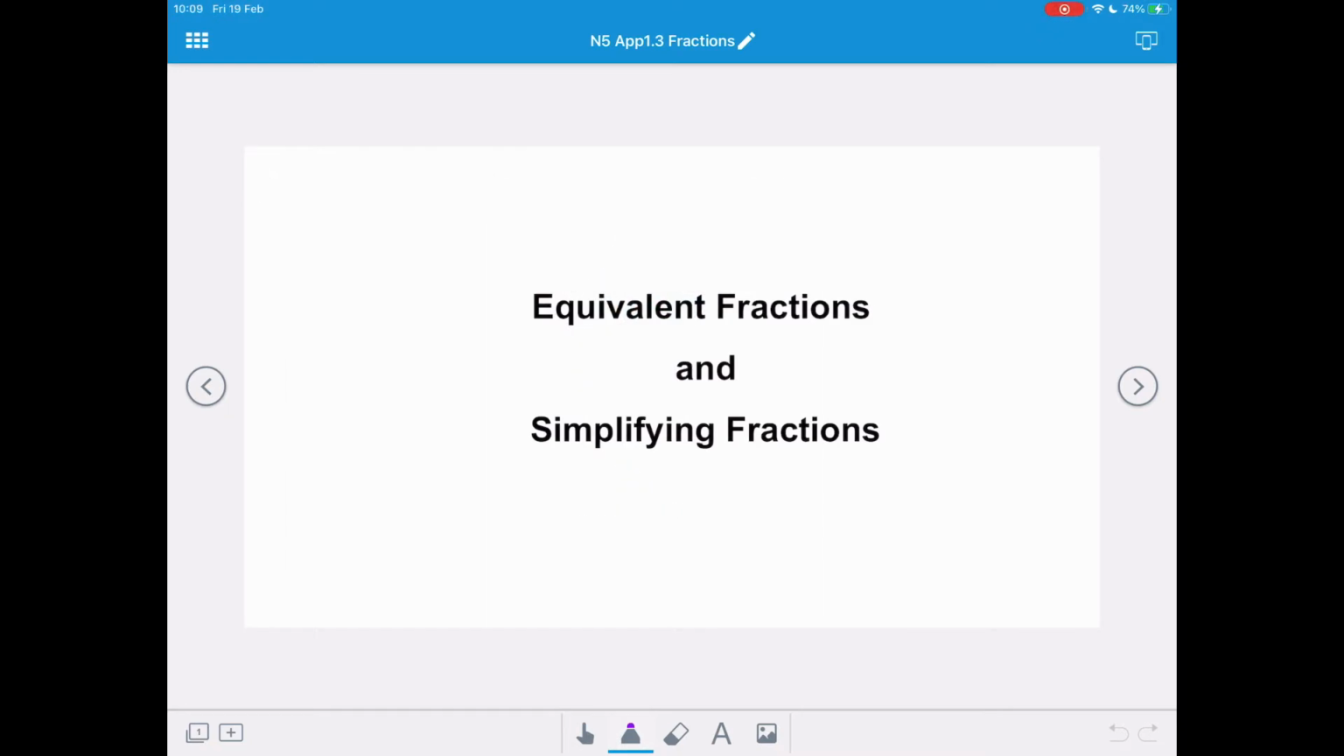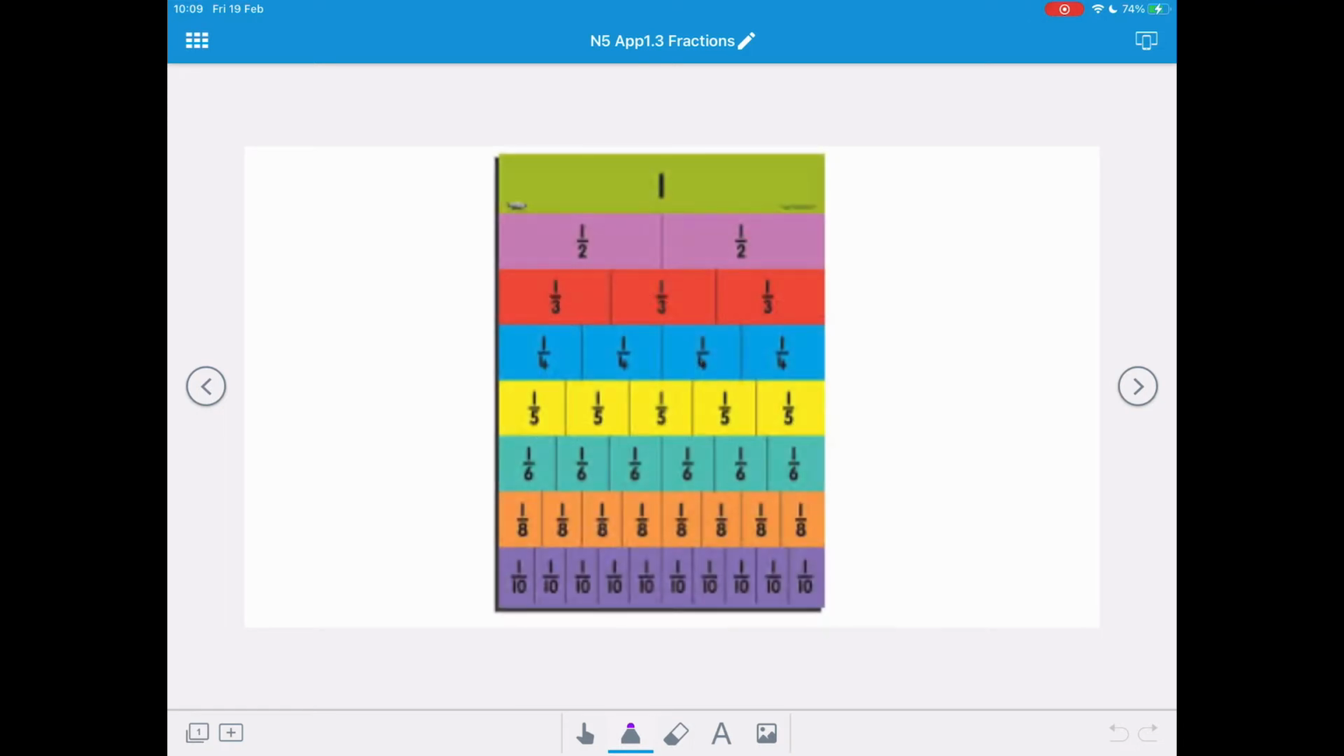Now we're going to look at equivalent fractions and simplifying fractions. And the first thing we're going to do is look at this picture of the equivalent fractions for a whole. And you can see that we can split one whole up into 2 halves. And if we go further down the picture, we can see that 1/2 is the same as 2/4, which is the same as 3/6, which is the same as 4/8, which is the same as 5/10.